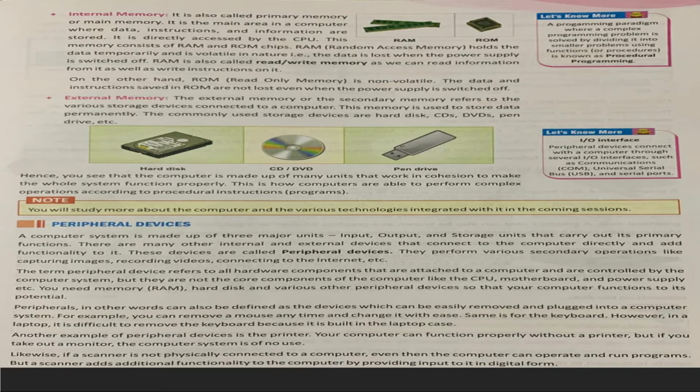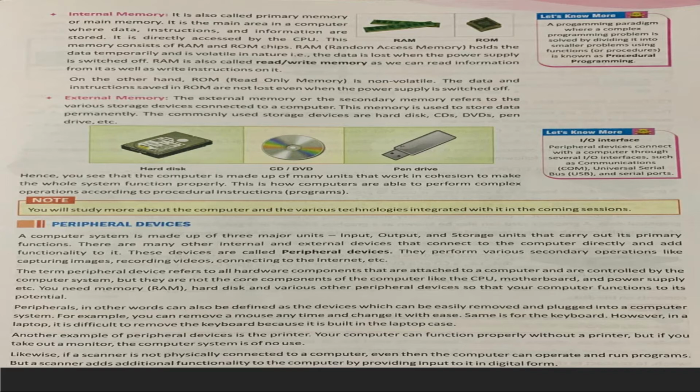On the other hand, ROM is non-volatile. It is permanent. It remains as long as the computer BIOS, that means basic input output system, is functioning. The data and instructions saved in ROM are not lost even when the power supply is switched off. That is the highlighted part of ROM. And external memory is also known as secondary storage, or secondary memory, and refers to various storage devices such as CDs, DVDs, pen drives, etc. Here we can store the data permanently.